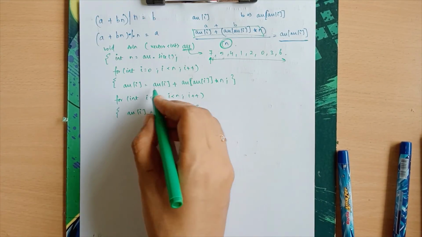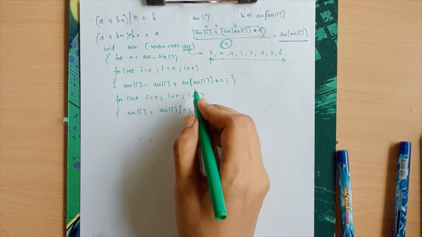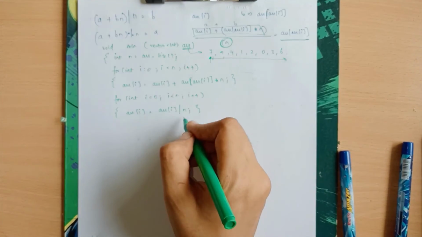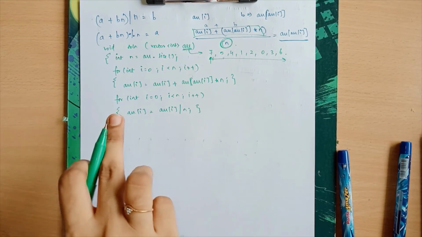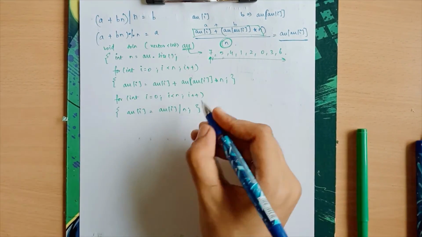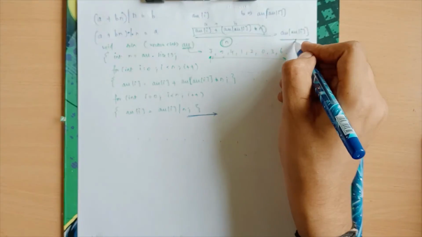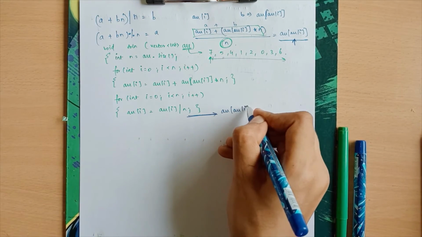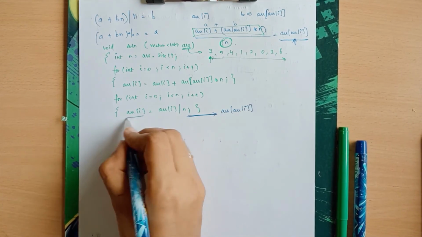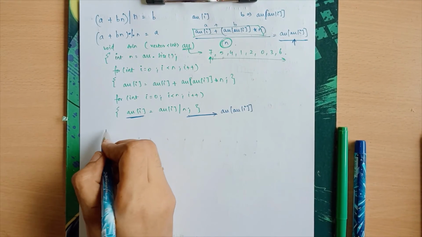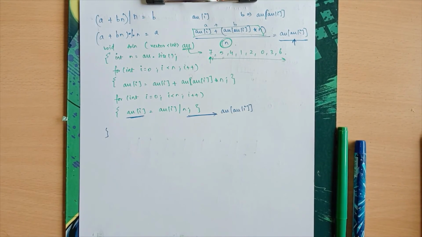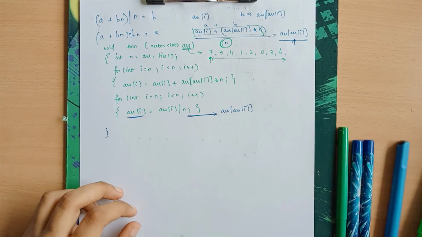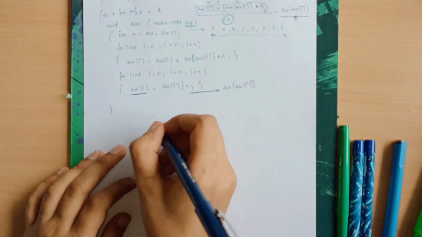So this array of I is nothing but the entire thing only, array of I plus array of I into n. I'm dividing it by n. So at the end of the second loop, what will be stored? Array of I will be stored in this array of I. So that's it. This is the end of the question. If you want, I'll do a short code walkthrough.